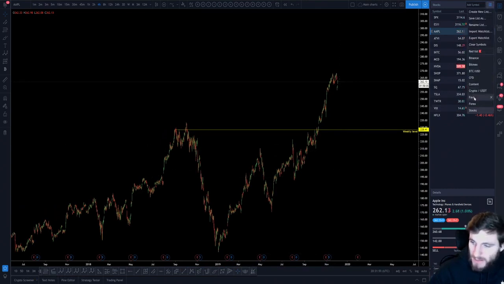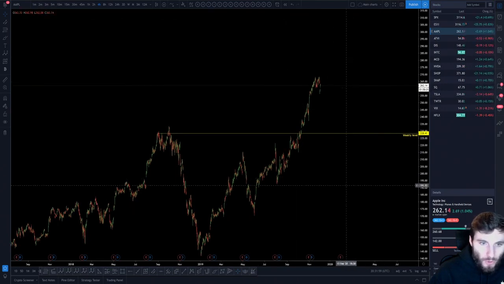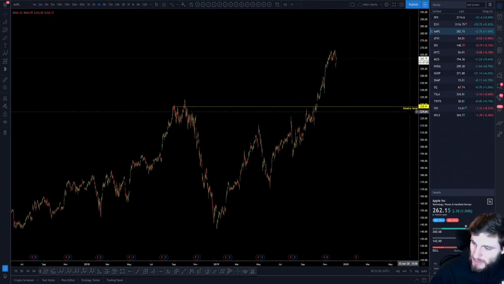Let's go through another random example. If someone wants to give me another random stock or coin or anything, I'll go through some examples using this tool.